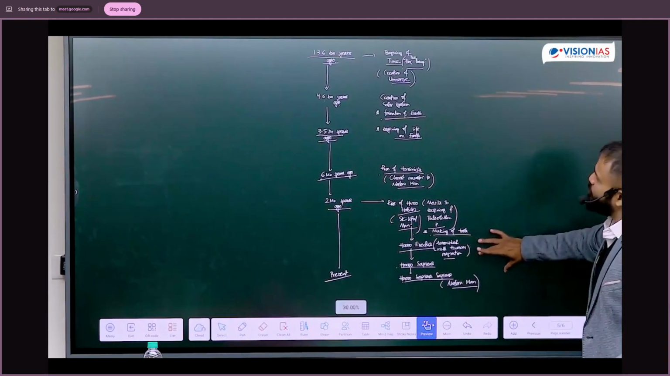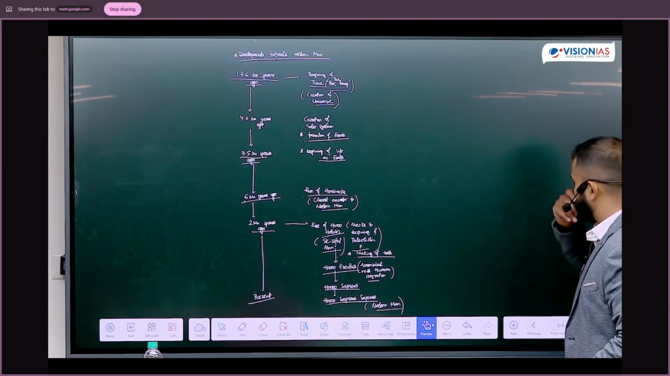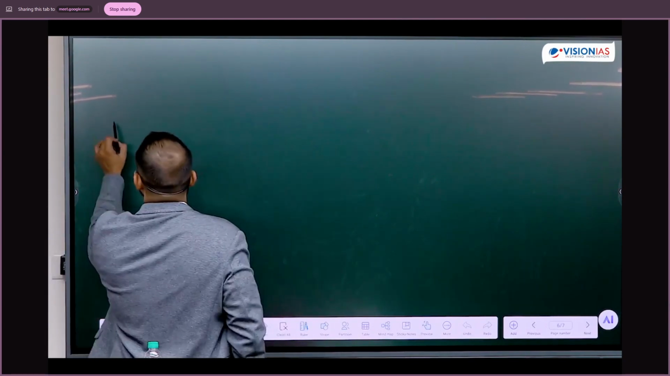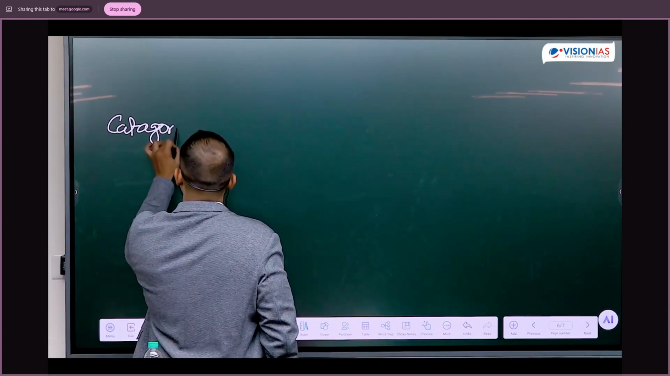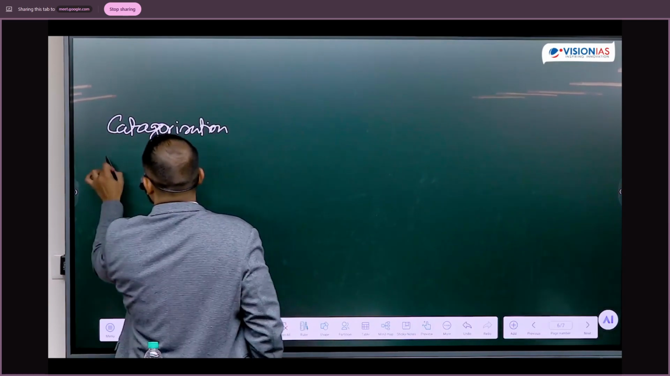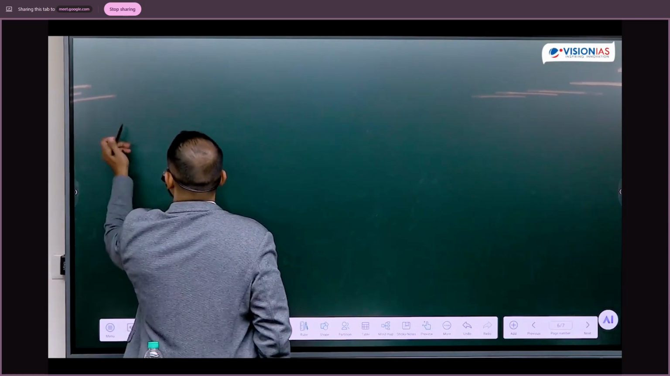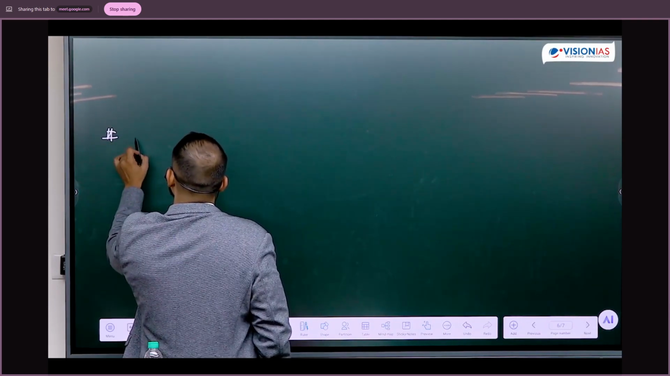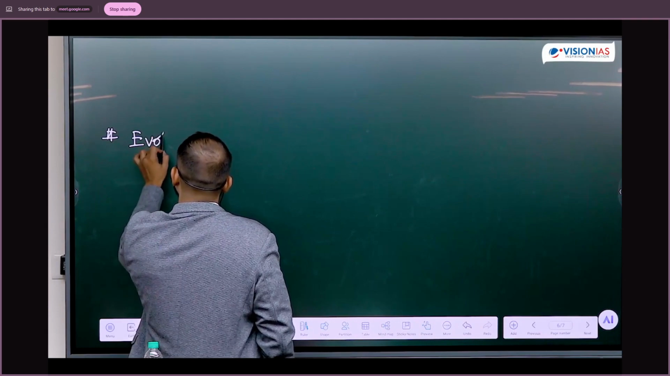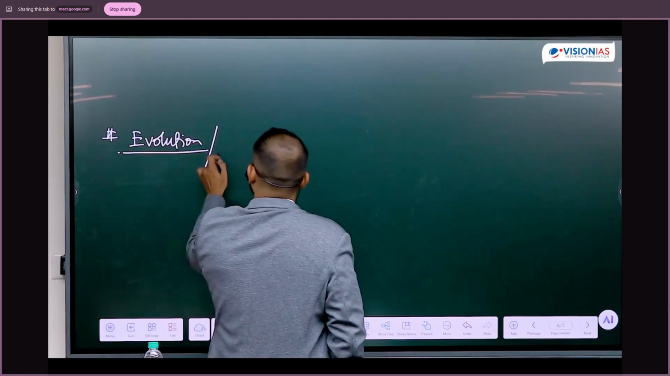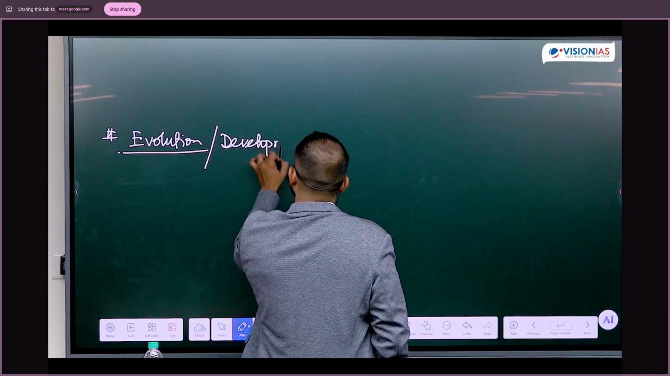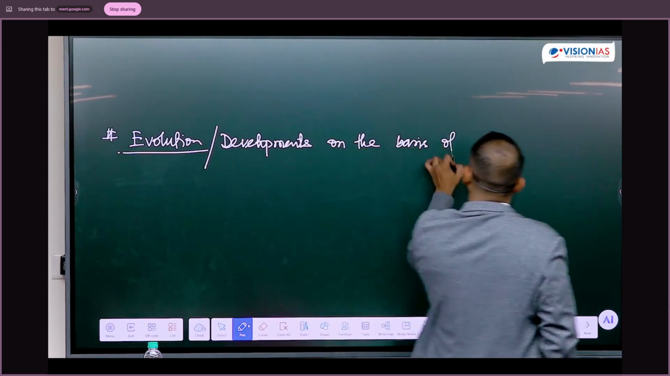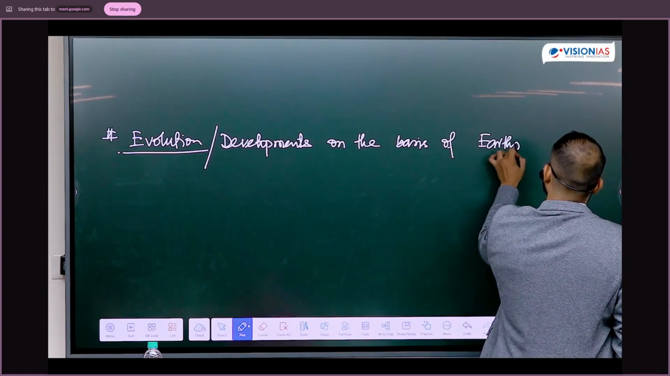That is the evolution towards modern man. Right? Suppose I make this categorization, and I will write it on this line: evolution or developments on the basis of Earth's crust.